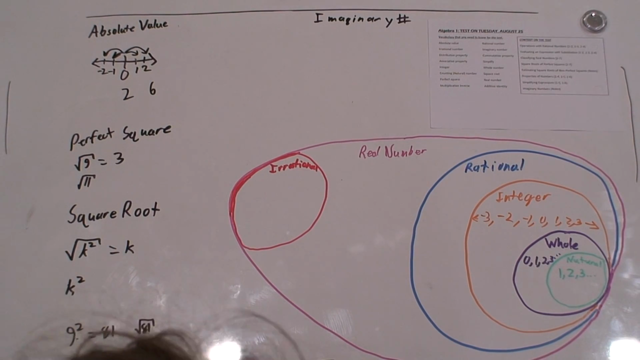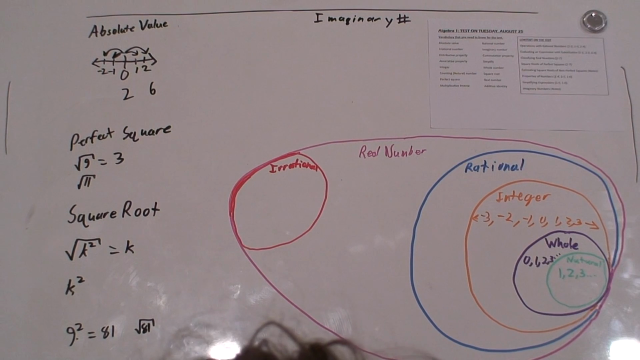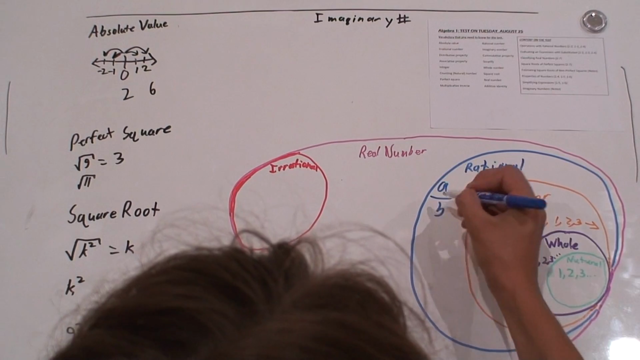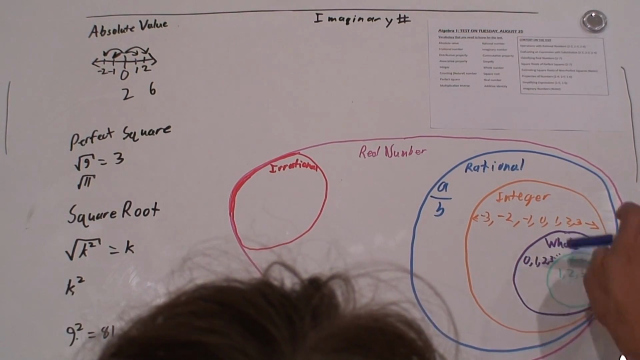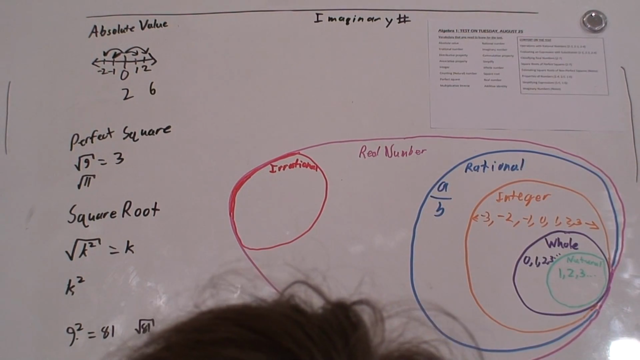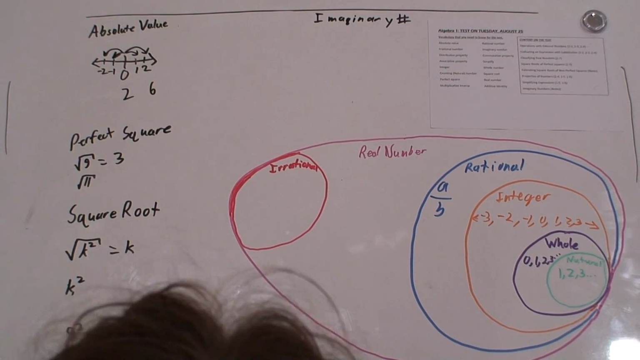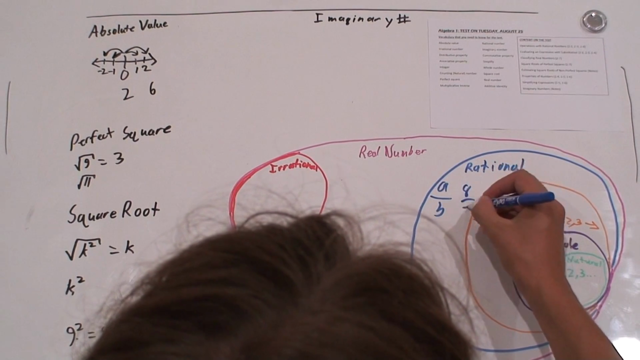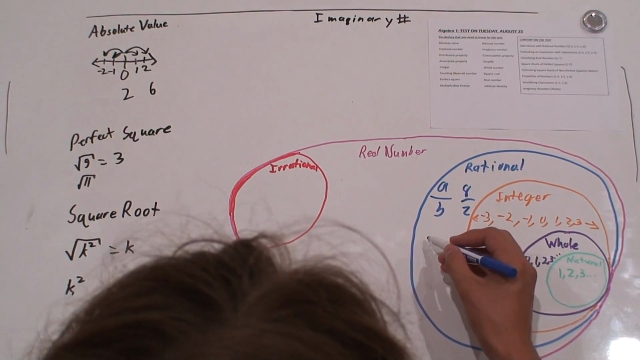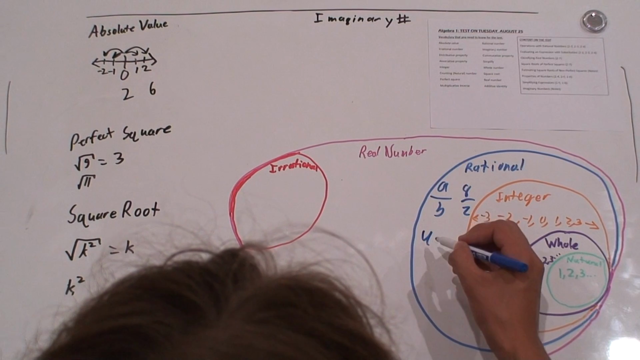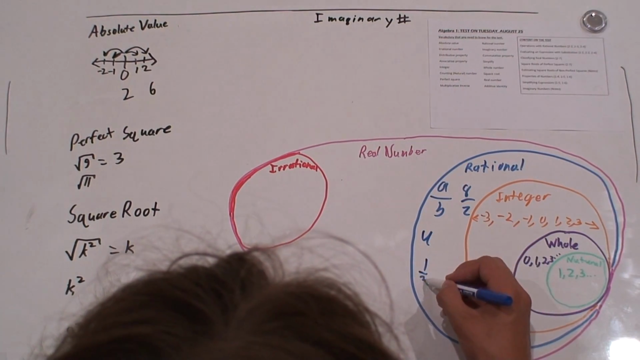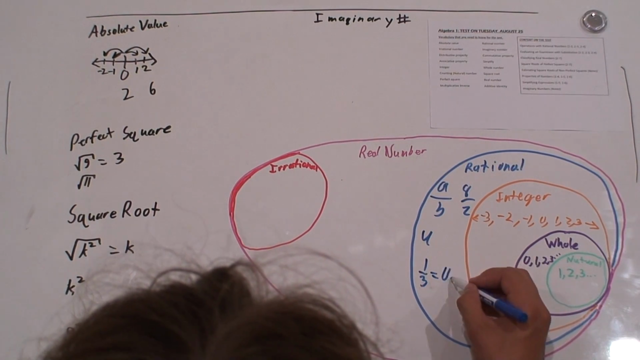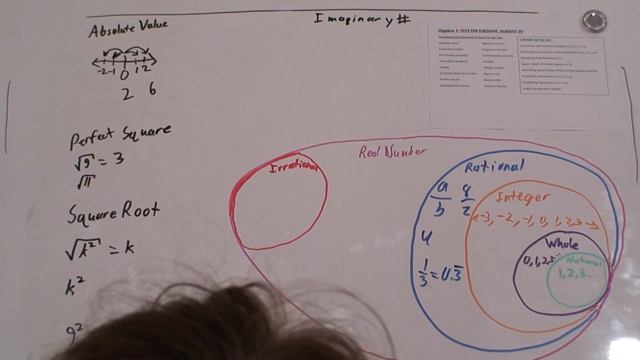A rational number is a number that can be expressed as a over b, where a and b are integers. So some examples of that would be 8 divided by 2, which would give us 4, and even 1/3, since it can be written as a over b, or a fraction, giving us 0.3 repeating.